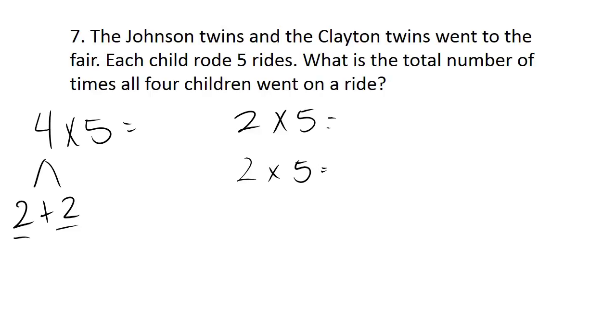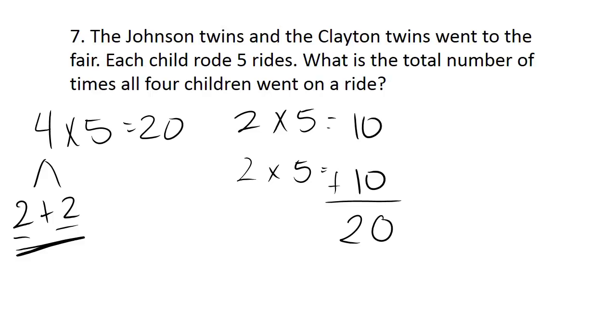So hopefully we know that 2 times 5 is 10. If not, we can always count by 2's. 2, 4, 6, 8, 10. Or we could have drawn a picture. So we know 2 times 5 is 10. So in the beginning, we broke apart our 4. Now we have to stick it back together. So we're going to take our products and add them together. So 10 plus 10, 0 plus 0 is 0, 1 plus 1 is 2. So 10 plus 10 is 20. That means 4 times 5 must also be 20.